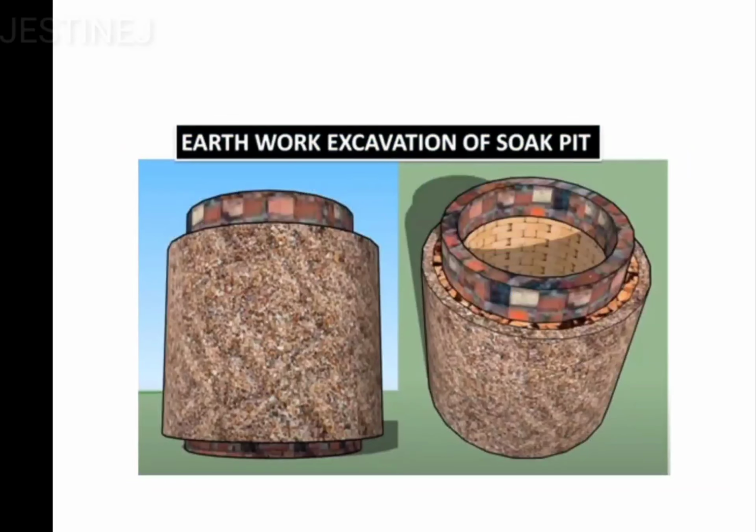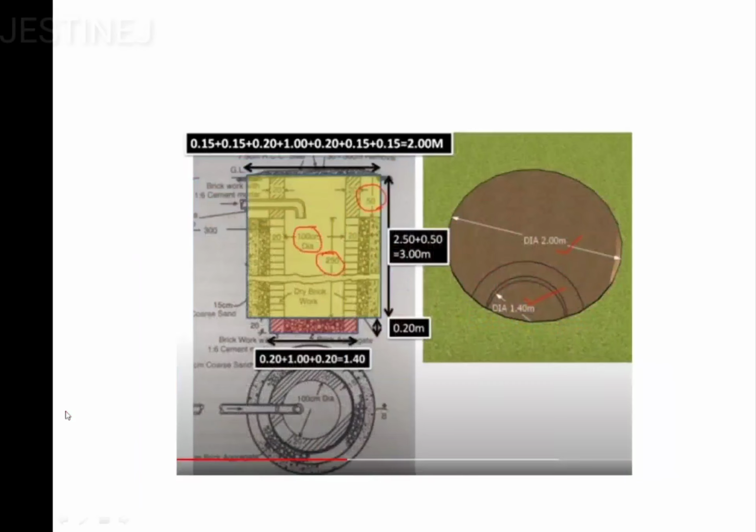Okay. Now we move on to the next case to calculate the earthwork excavation of the soak pit. For that, you have to consider the diameters. So here you can easily observe that the inside diameter is going to be 100 centimeter. It's clearly mentioned.